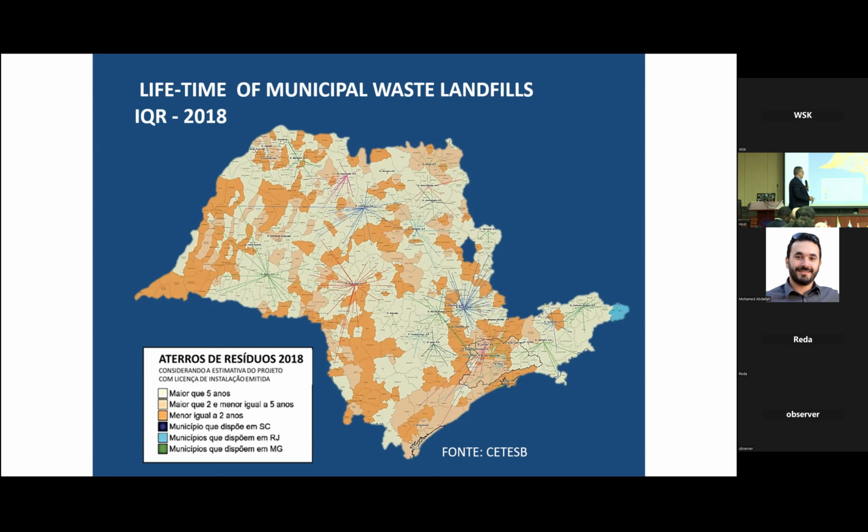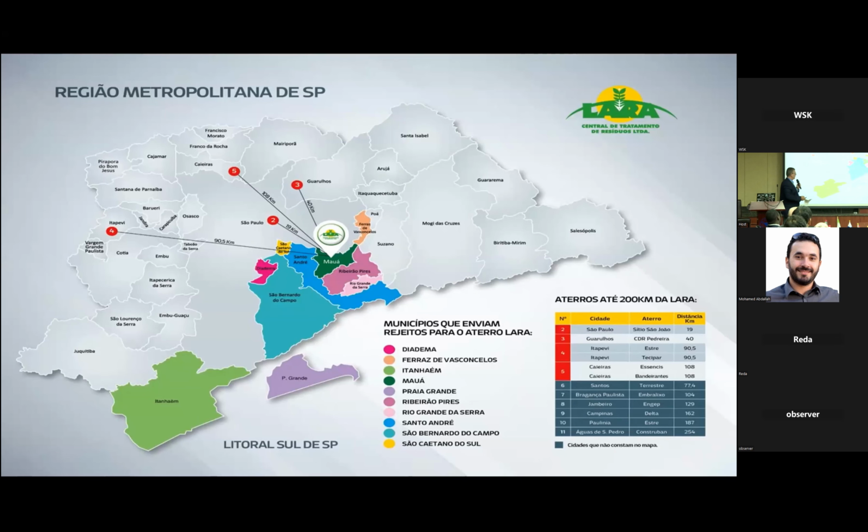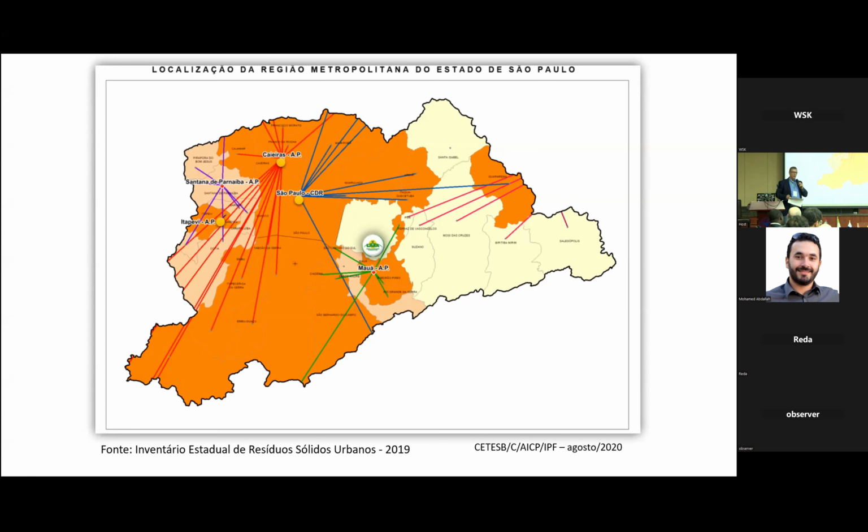Logistics is important too, because if one of these landfills stops operating, the waste has to travel far away, and this costs a lot of money. Our landfill is in a city called Mauá, and it receives waste from 10 different cities. Some cities on the border travel around 150 kilometers to dispose of their waste at our landfill. So it is very important for us to move on and look for new technology and not only depend on landfills. Otherwise, we will bring a lot of trouble to this whole region. More than 4 million inhabitants depend on this landfill.